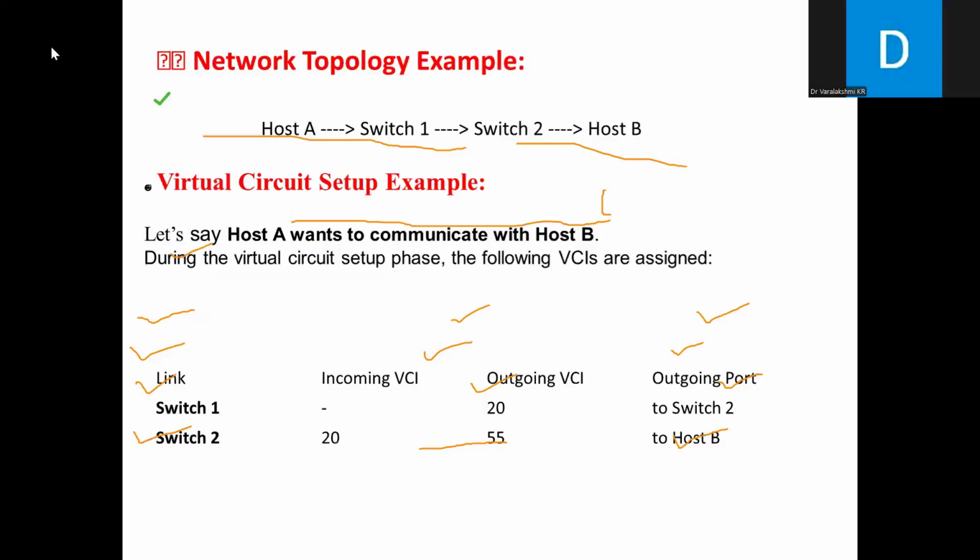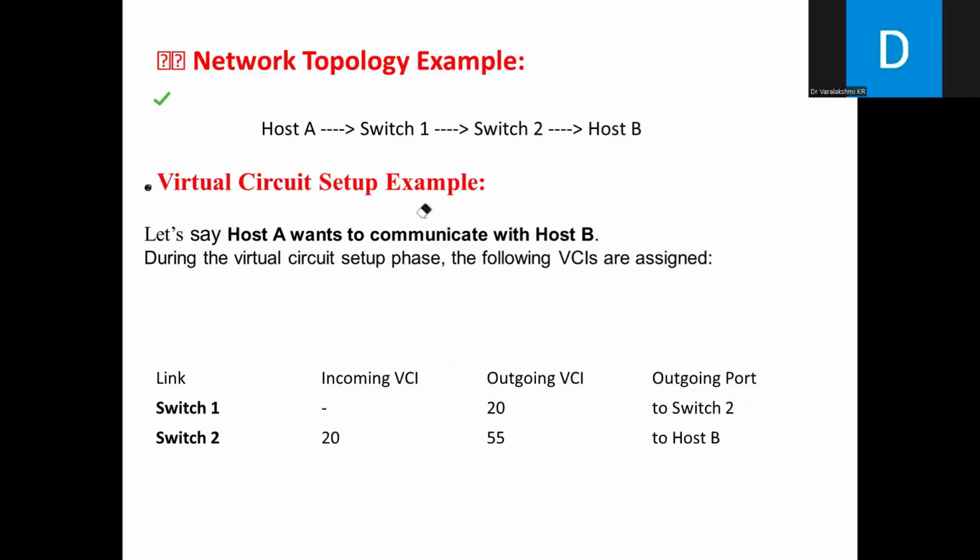Let's go to the VCI table. What is the format of this VCI table? What all does it consist of? Here is an example. I have taken one topology example, from host A to host B, just to look at how we can write a VCI table.